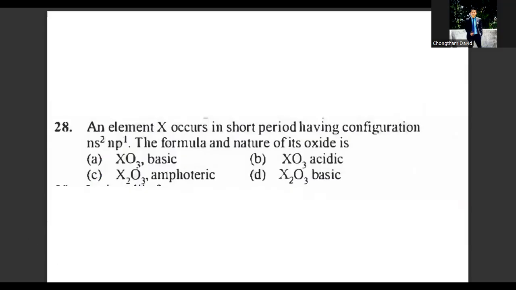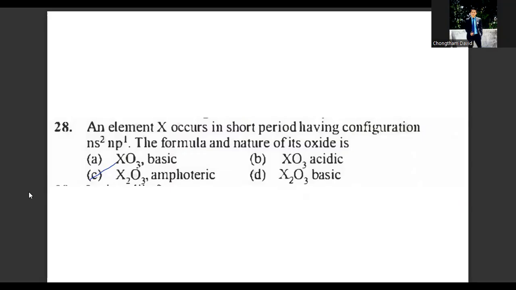Let's read question number 28. An element X occurs in a short period having configuration ns2np1. The formula and nature of its oxide is? So this ns2np1 is the electronic configuration of group 13, period 3, and Al2O3 is an amphoteric oxide. So the answer would be C.